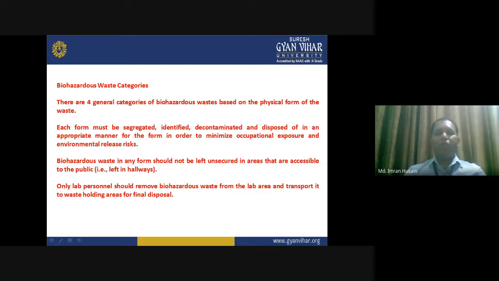So whenever you are dealing with biohazardous waste, it should never be left unsecured outside in the open or in any hallway, so that no accident can take place and other individuals cannot come in contact with that particular waste. Only lab personnel should remove biohazardous waste from the lab area and transport it to waste holding areas for final disposal. So laboratory people are in charge of handling sensitive biohazardous laboratory waste, and it should be done properly in order to avoid any sources of cross contamination or outbreak.